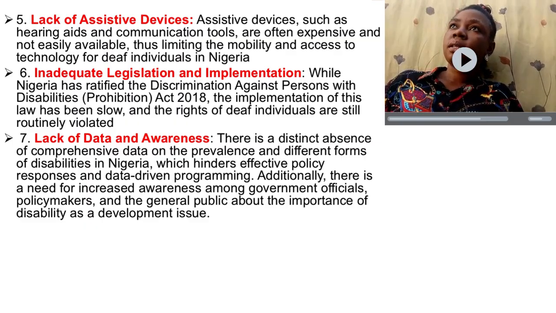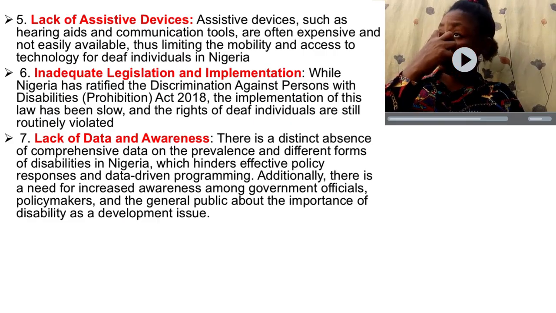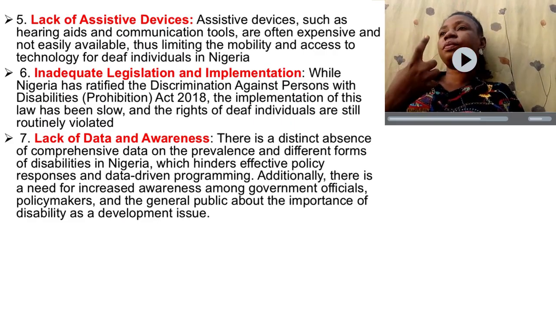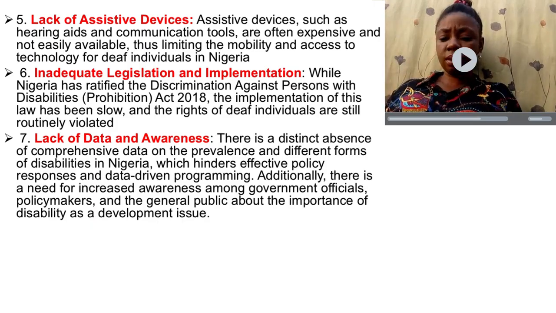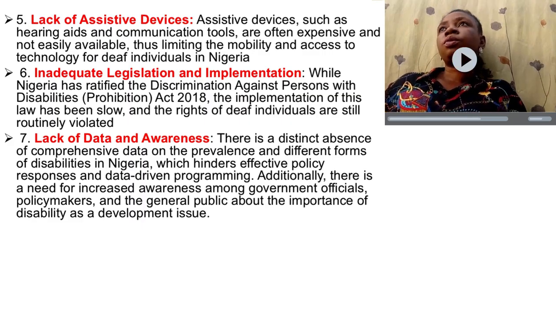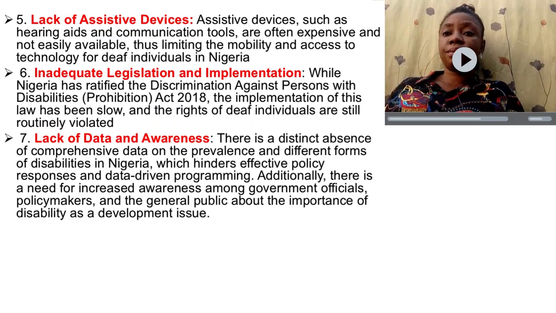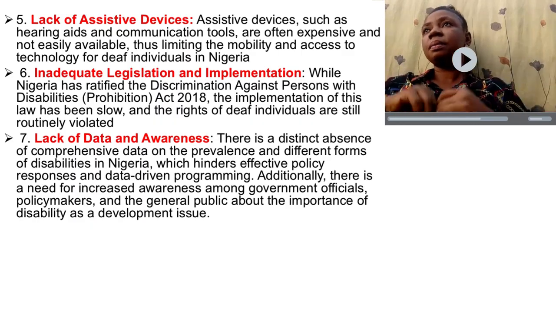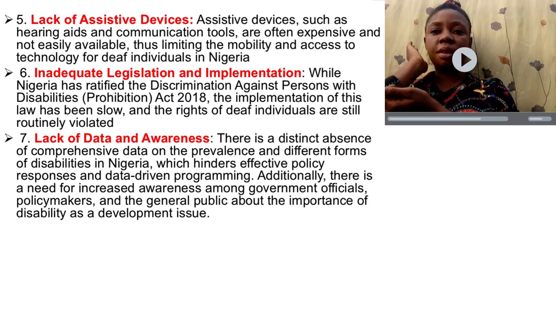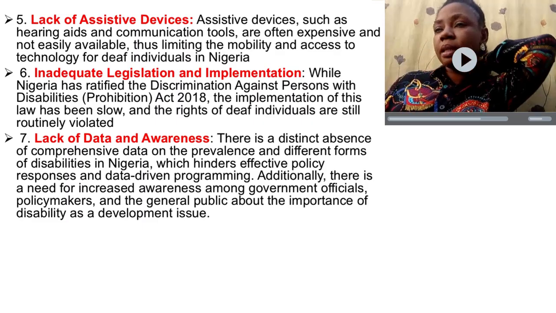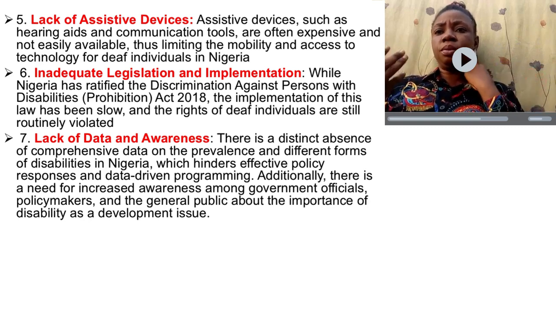Another challenge is availability of assistive devices. Most assistive devices, like the hearing aid and some communication tools, are not readily available to the deaf. Most of these persons are hard of hearing. This means that with the aid of a hearing aid or a cochlear implant, they would be able to hear.